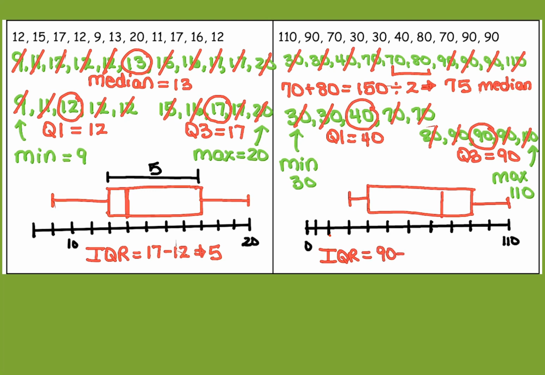Now let's use this information to find our IQR, which is also our interquartile range. We take Q3, which is 90, and Q1, which is 40, and subtract those to give us a total value of 50. So our interquartile range is 50.